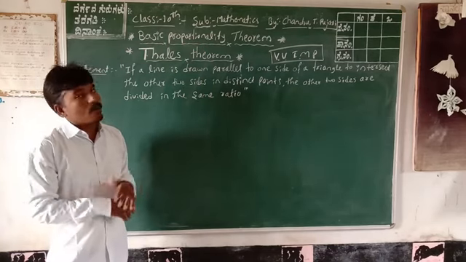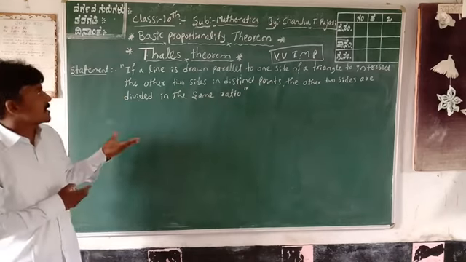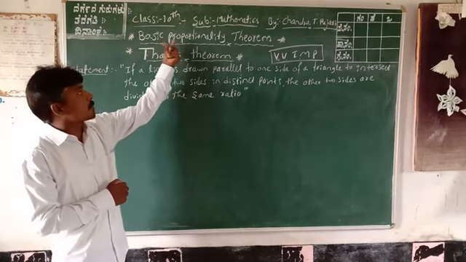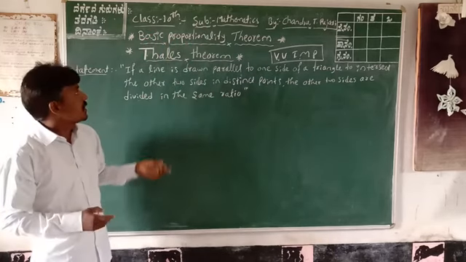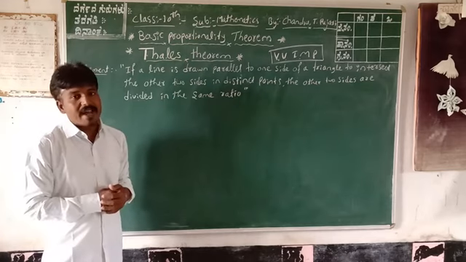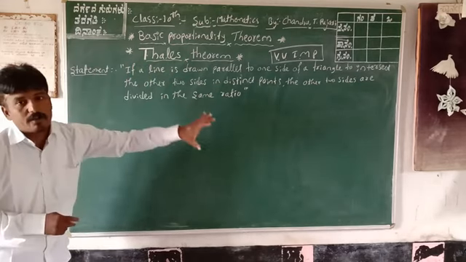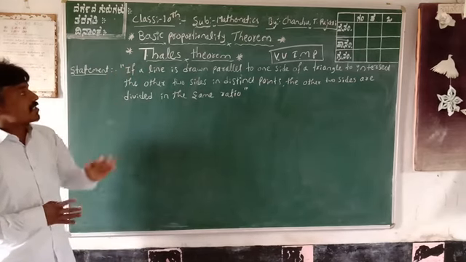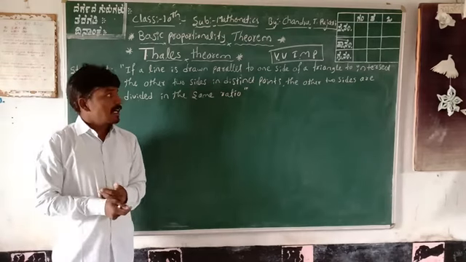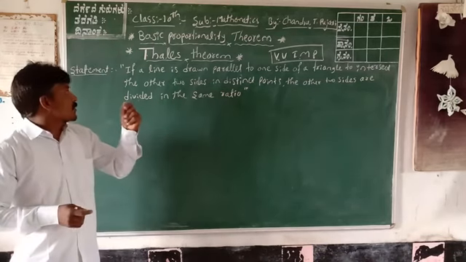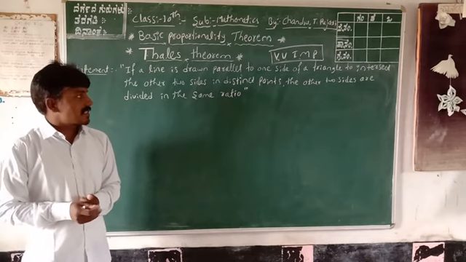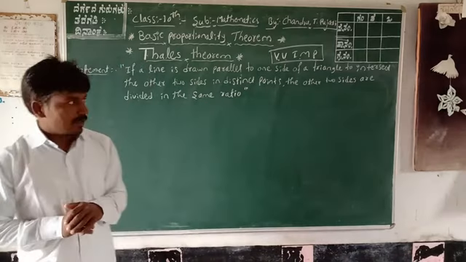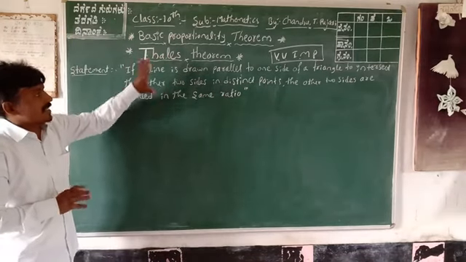How can the 4 marks question be arranged? The 4 marks question is directly and easily asked as: state and prove the basic proportionality theorem, or otherwise state and prove Thales theorem, or the statement is directly given in your question paper. If a line is drawn parallel to one side of a triangle to intersect the other two sides at distinct points, then the other two sides are divided in the same ratio. This is your basic proportionality theorem.